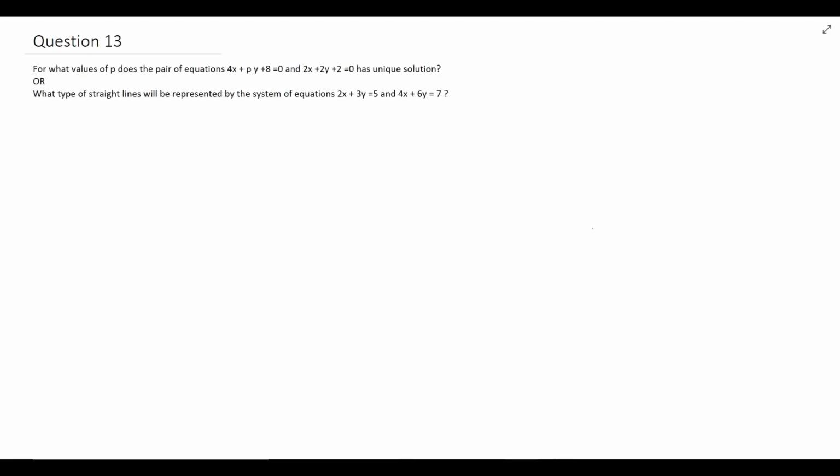Question 13, part 1. For what values of p does the pair of equations 4x plus py plus 8 equal to 0 and 2x plus 2y plus 2 equal to 0 have a unique solution? So the first equation is 4x plus py plus 8 equal to 0, and the second equation is 2x plus 2y plus 2 equal to 0.